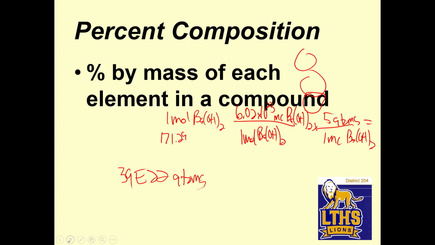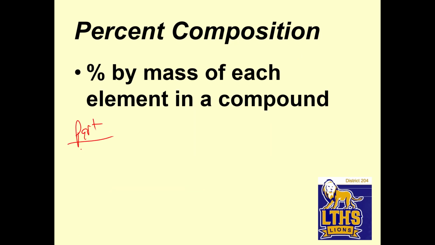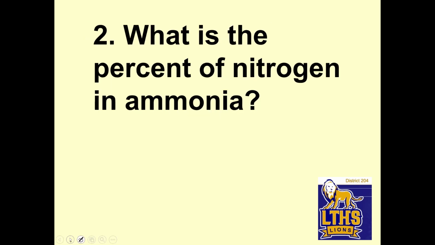All right. Percent composition, empirical formulas. Percent composition is the percent by mass of each element in a compound. Percent is always part over total times 100%. It's the percent by mass of an element in a compound.